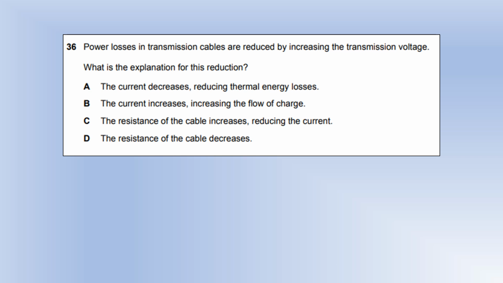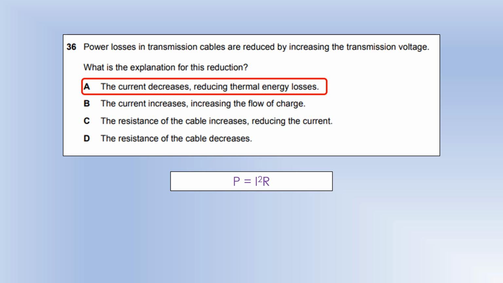Power losses in transmission cables are reduced by increasing the transmission voltage. What is the explanation for this reduction? I'm using P equals I squared R to think about this. So if you can decrease the current, that decreases the thermal energy loss.